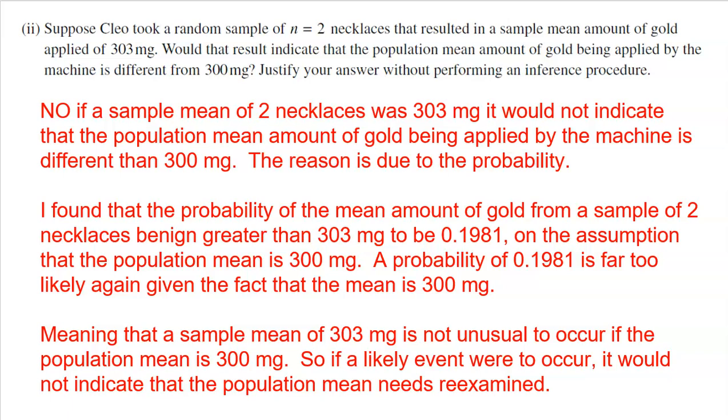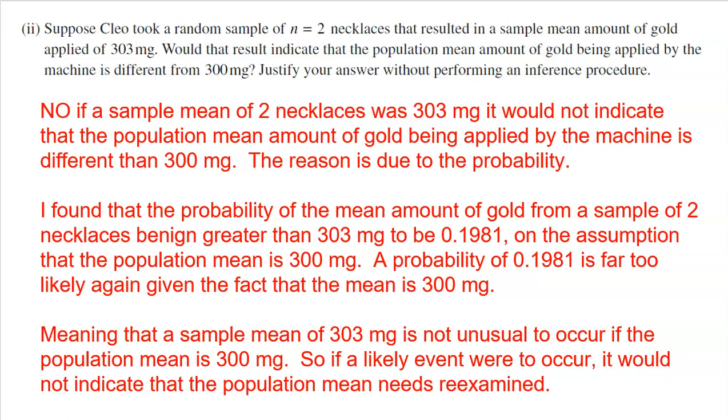So a probability of 0.1981 is far too likely, given the fact that the mean is 300. Just trying to simplify this, it means that a sample mean of 303 milligrams is not unusual to occur if the population mean is 300. I just found out that the probability of a sample mean being 303 or greater is dang near 20%. So a sample mean of 303 is about 20% likely to occur, meaning it's not weird. If a likely event were to occur, it would not indicate that the population mean needs to be re-examined.